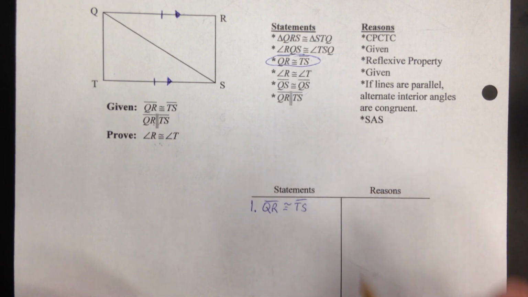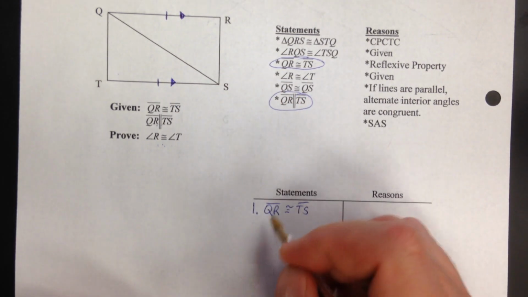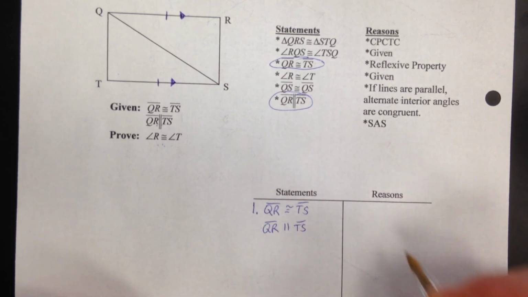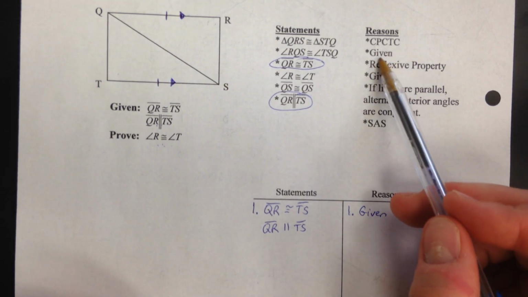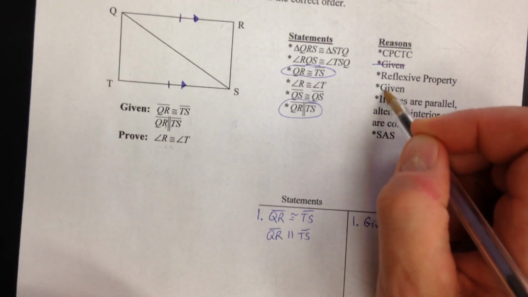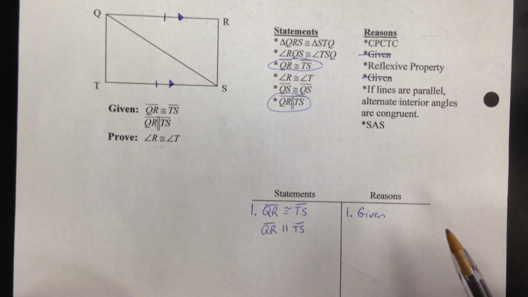So segment QR is congruent to segment TS. Let's go ahead and write this beneath segment QR is parallel to segment TS. The reason is given. You'll notice that under reasons we actually have given twice. So we get both of those right there. We'll just do that in one shot.